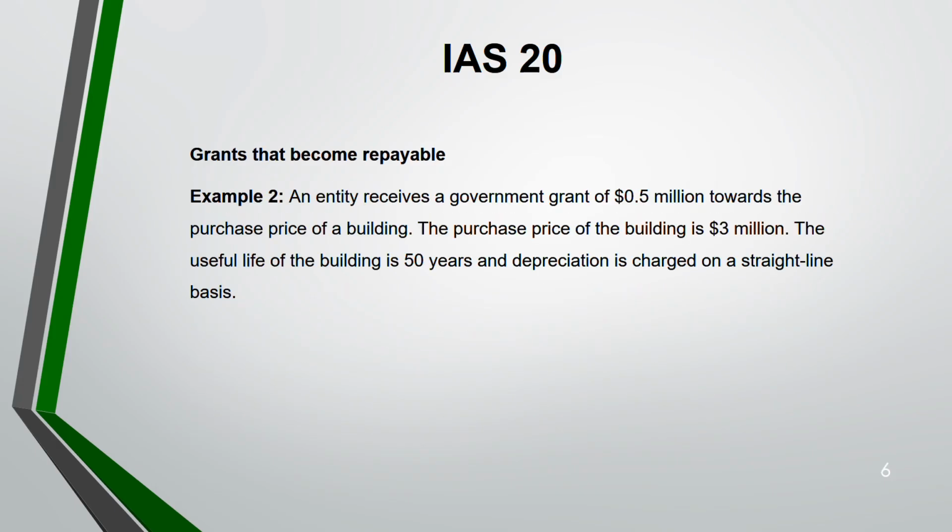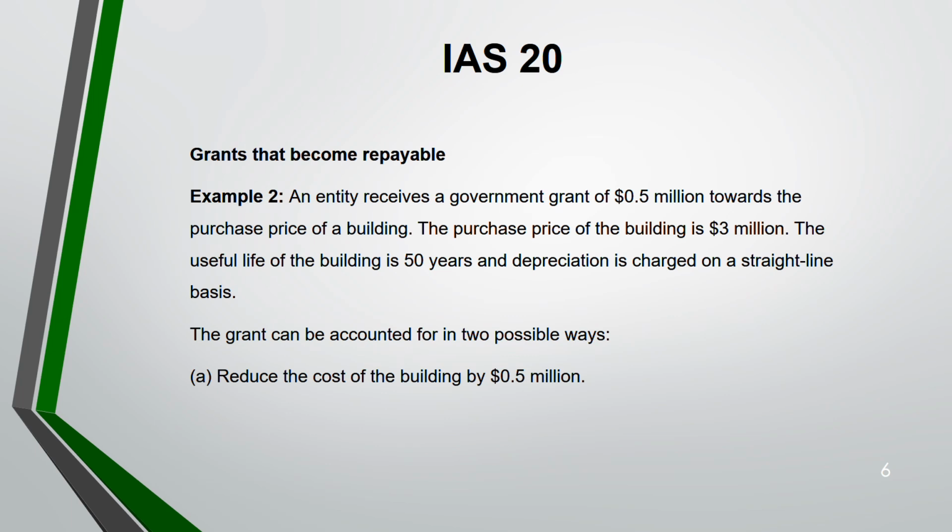Okay. Example 2. An entity is receiving a government grant of 0.5 million towards the purchase price of a building. First one was regarding a cost. Now this is about a non-current asset. So there are two ways. The purchase price is 3 million. Useful life is 50 years, and you are going to depreciate it on a straight line basis. So grant can be accounted for in two possible ways. See, these two possible ways are only when it's a grant towards the non-current asset. Okay, remember. For cost, it's only one way. You recognize it as a deferred income over the life of the grant.